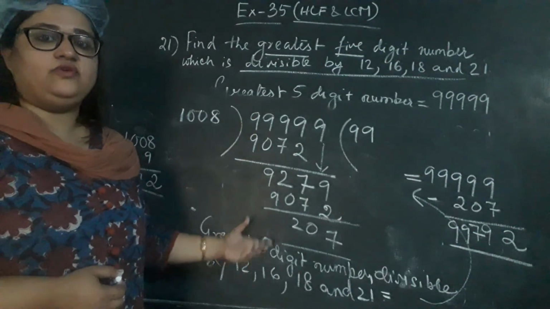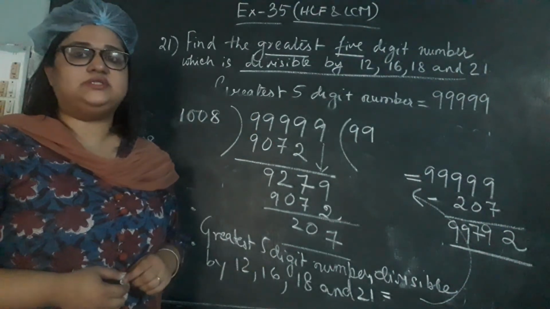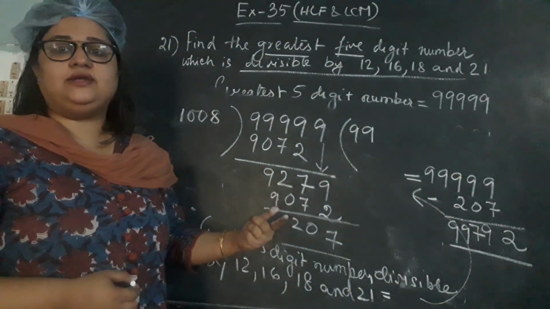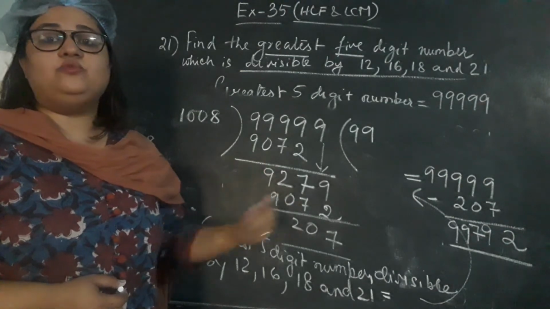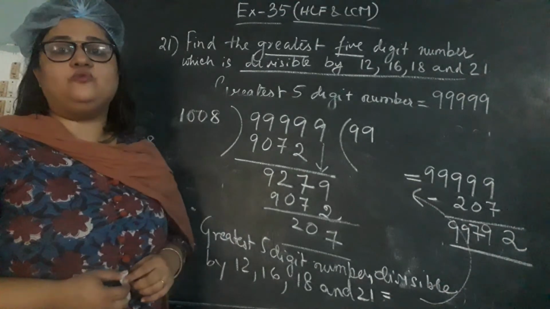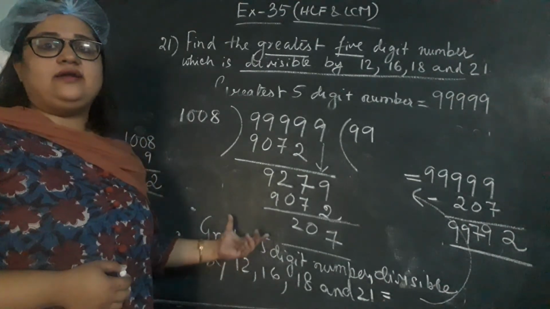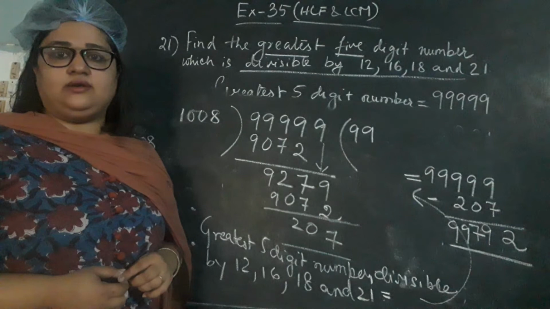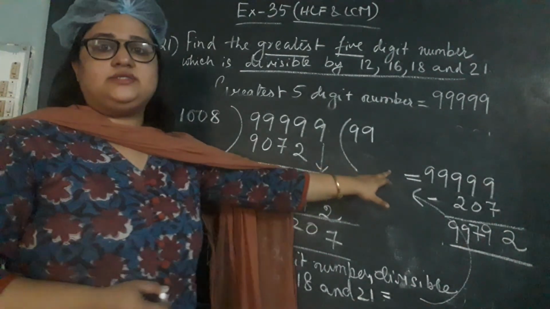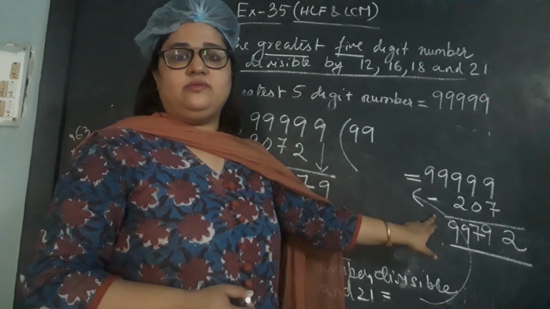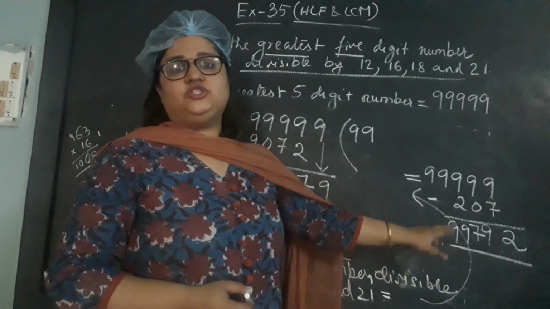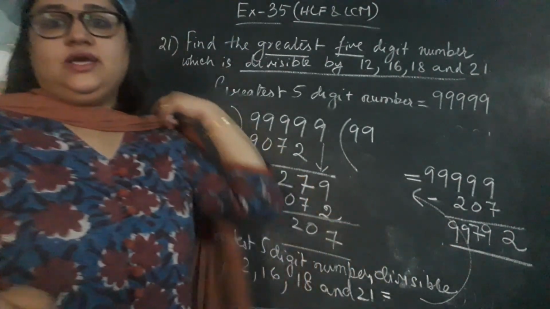But on dividing, we found out that there is a remainder. That means it is not divisible. And if we add the remainder, what will we get? Even if we add 1, we get moved to a 6-digit number. So we have to subtract. And how much will we subtract? The entire remainder, because we don't want the remainder. If there is a remainder, it is not divisible. So with the greatest number, we are just subtracting the remainder and we arrive at our answer. This is the greatest 5-digit number divisible by all the numbers.